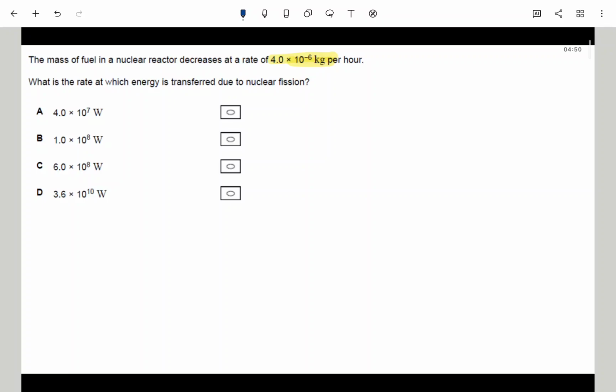So what we need to do first of all is calculate the energy. So we're going to use E equals mc squared. So we've got 4 times 10 to the minus 6 kilograms per hour multiplied by speed of light squared, which is 9 times 10 to the 16. So that gives us 3.6 times 10 to the power of 11 joules. And that's joules per hour, because obviously the mass difference that's given is per hour.